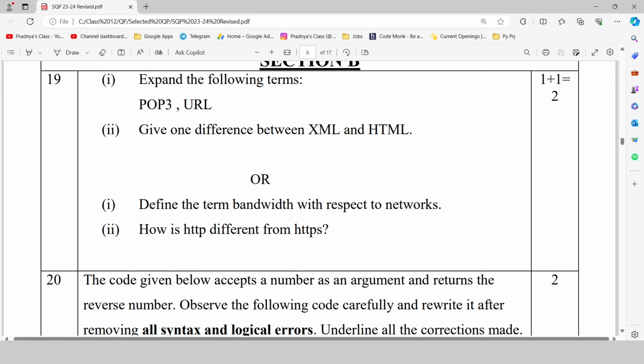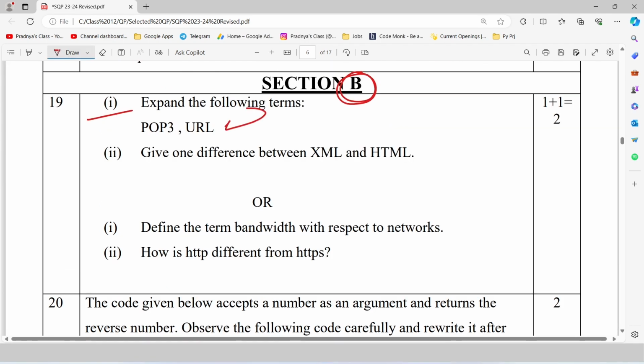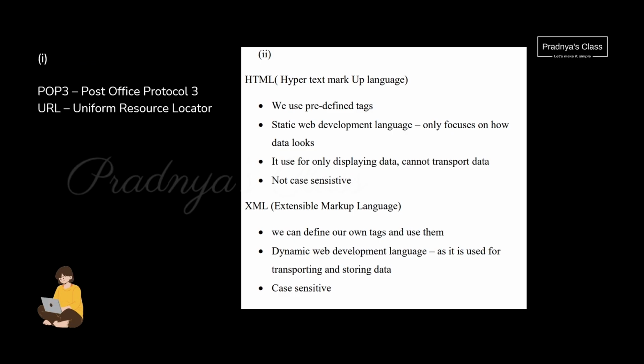Here is question number 19. Expand the following terms, and there is one more question: give one difference between XML and HTML. Look at the full form of POP3. It is Post Office Protocol 3 and URL is Uniform Resource Locator.